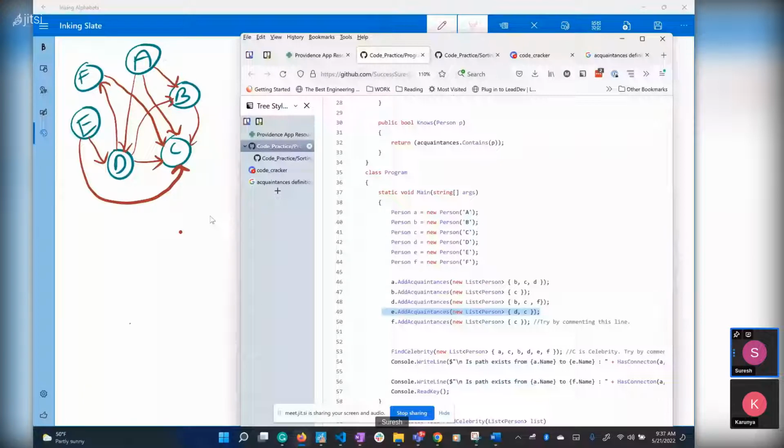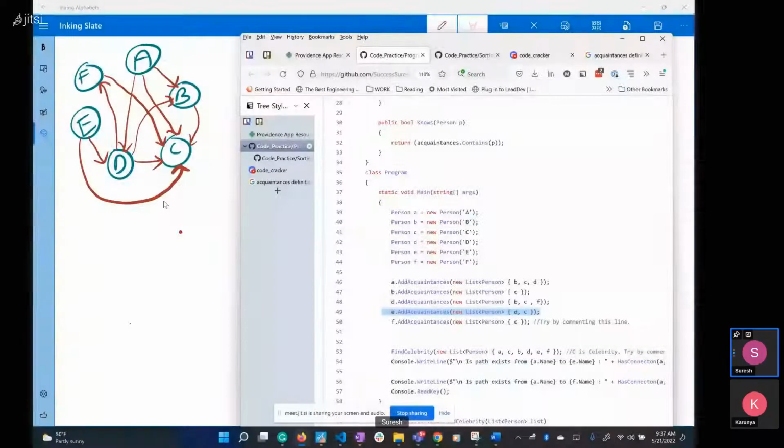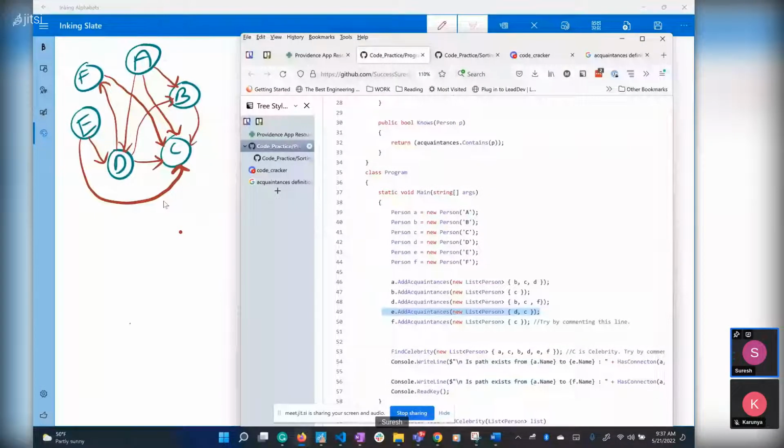See, in LinkedIn, I know you and you know your friend, but it doesn't mean that I know that guy directly. In that case, C is not a celebrity, exactly. So that's why it's a direct connection, not an indirect connection. Of course, there is a connection. You can navigate in Facebook or LinkedIn.